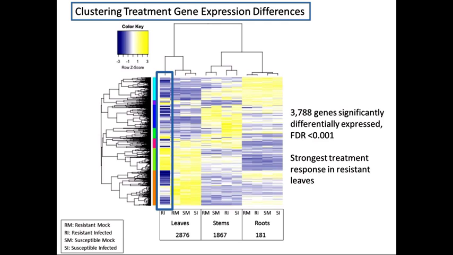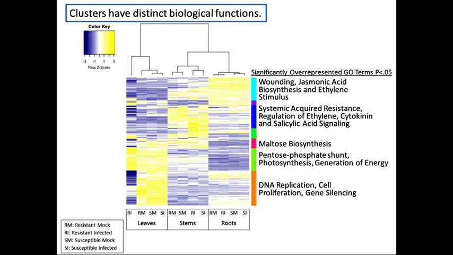To determine what these genes do, we used gene ontology, GO terms. The genes in each cluster have a unique biological function. Many of the clusters are related to the defense response. There's a cluster related to photosynthesis, and one related to DNA replication, gene silencing, and cell proliferation.